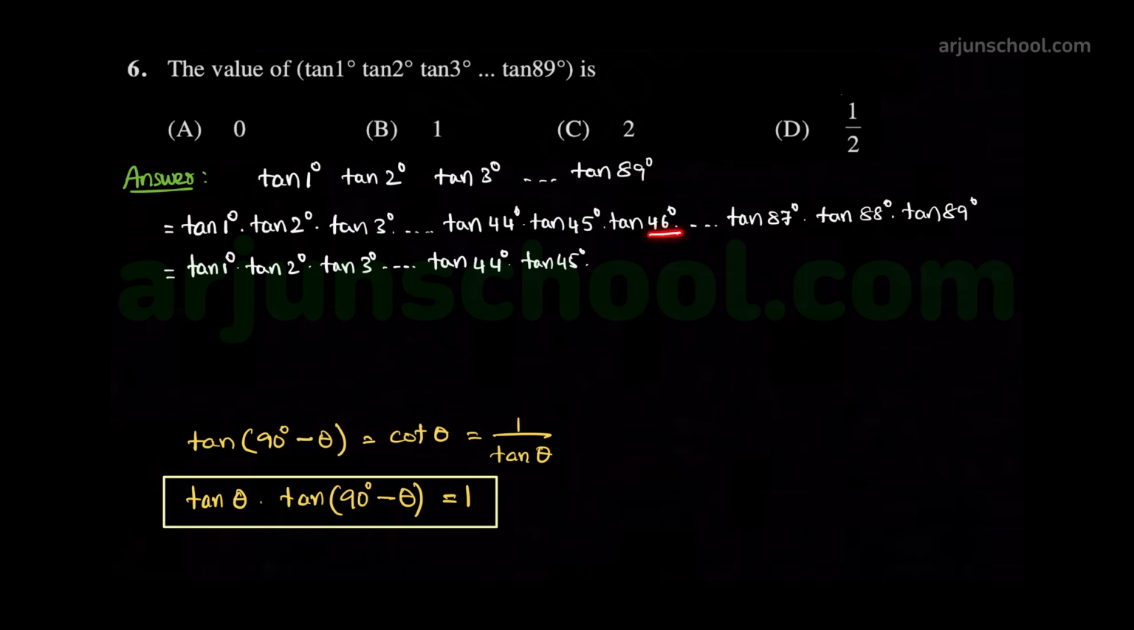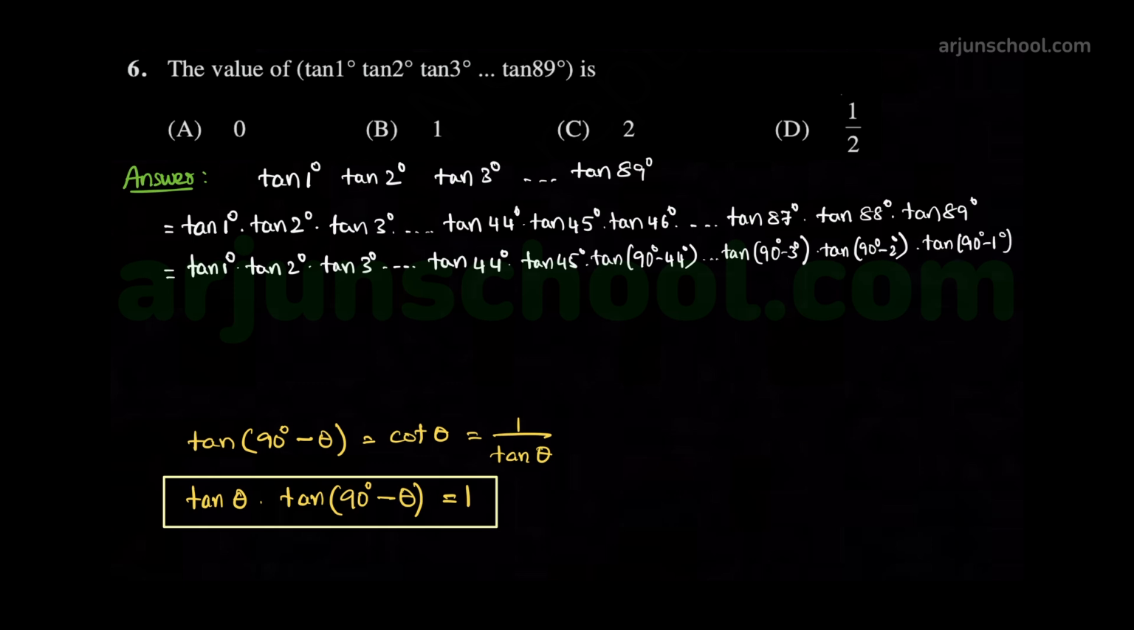We can write 46 as 90 minus 44 degrees. Therefore, tan of 90 minus 44 degrees and so on. 87 degrees can be written as 90 degrees minus 3 degrees. Tan of 90 degrees minus 3 degrees into 90 minus 2, tan of 90 degrees minus 2 degrees into 89 can be written as 90 minus 1, tan of 90 degrees minus 1 degree.